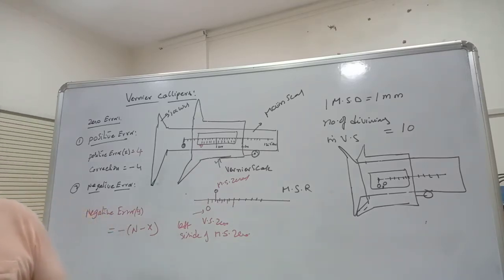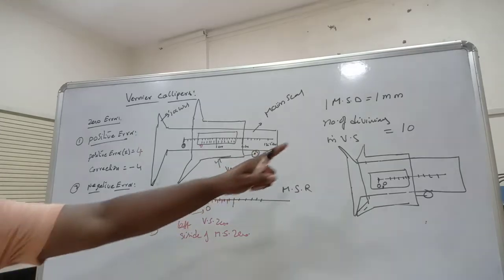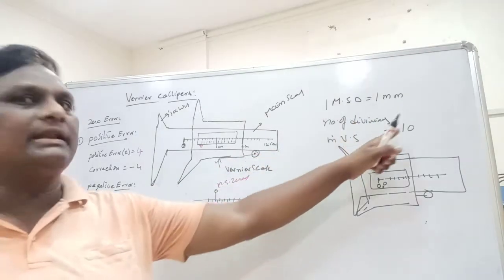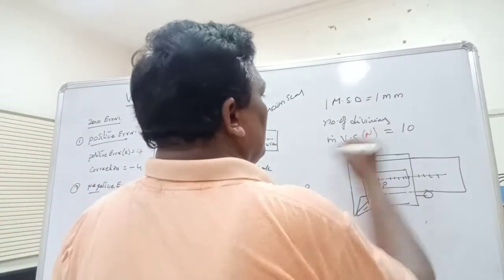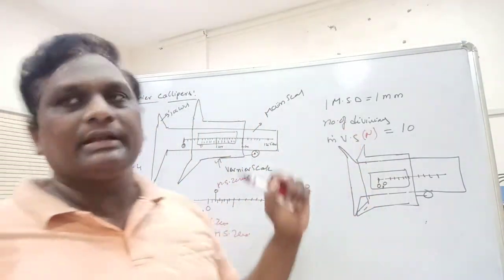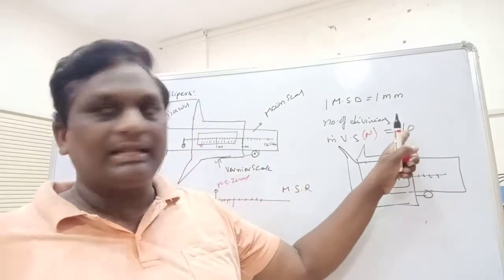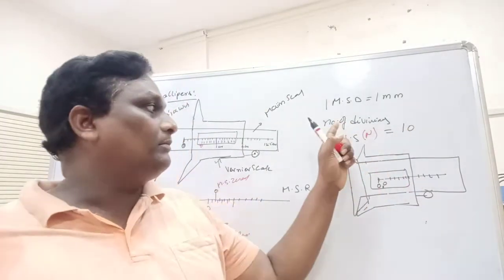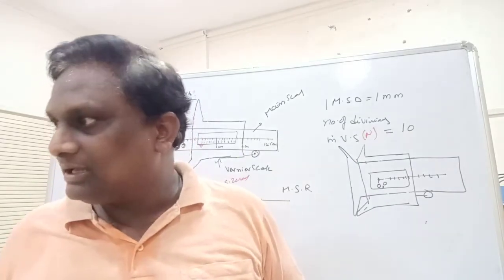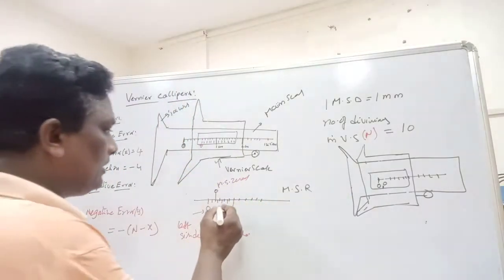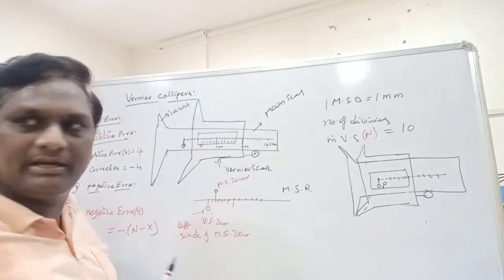What is n? That n is the number of divisions in the Vernier scale. How many divisions are there? 10 divisions. Number of divisions in the Vernier scale is n. And what is x? Coincidence. So which division is coincident with the main scale division?